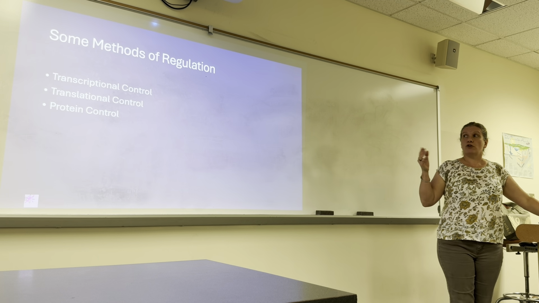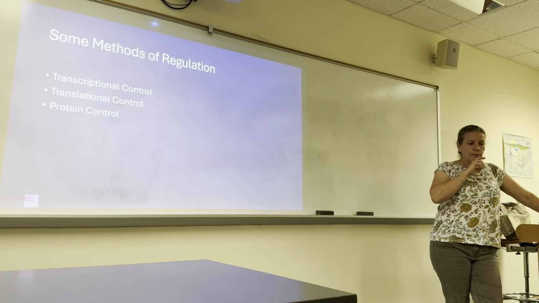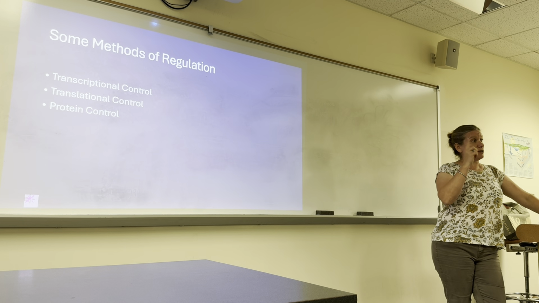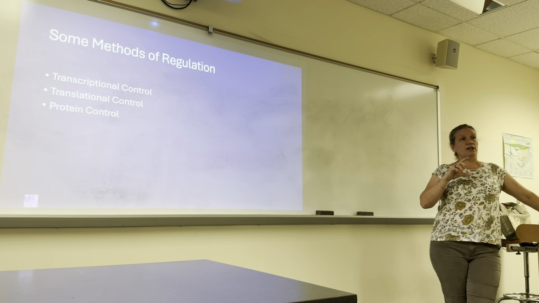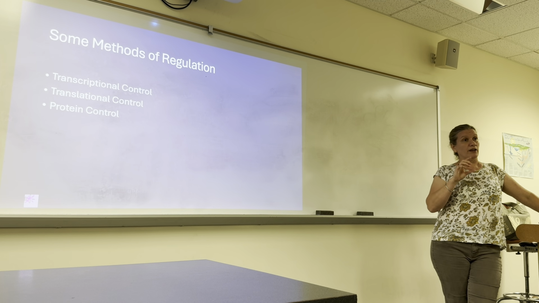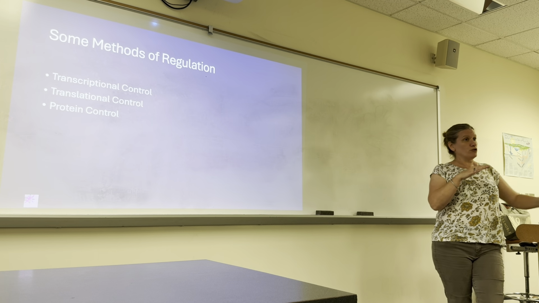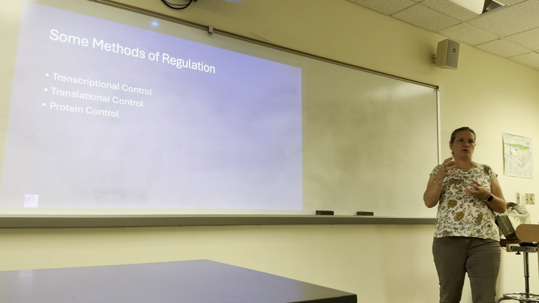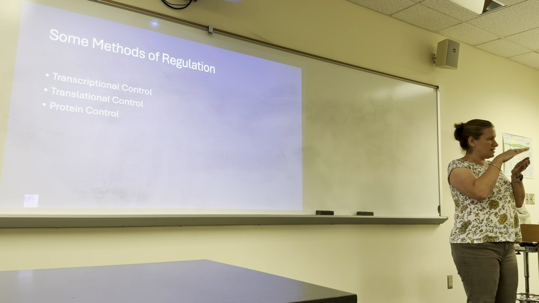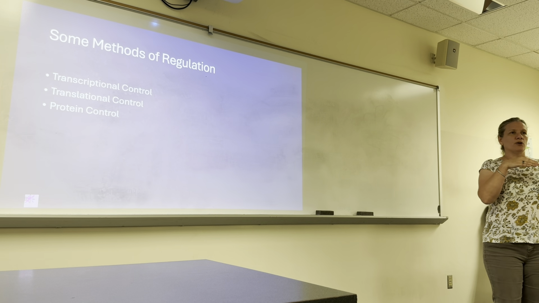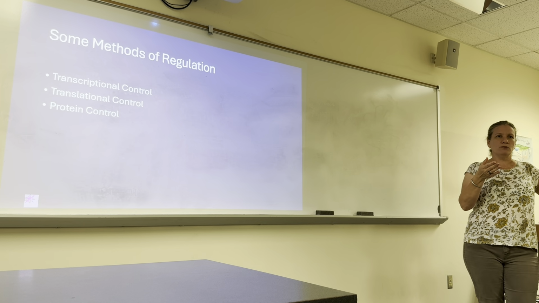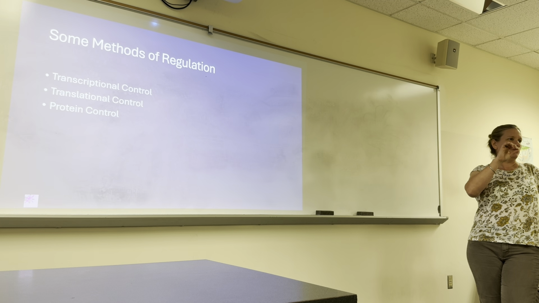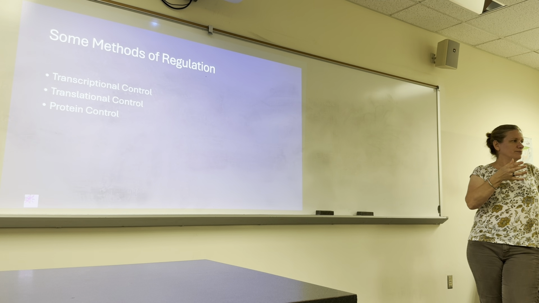Other things for transcriptional control: you remember the double helix? In the double helix, there's what we call a major groove and a minor groove. The major groove exposes more of the DNA to proteins. Minor groove is a smaller distance, so it's less accessible. So if the promoter is located in the major groove, it's more accessible. If the promoter is located in the minor groove, it's less accessible.